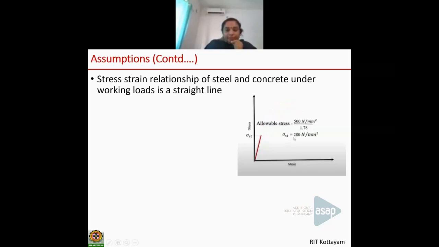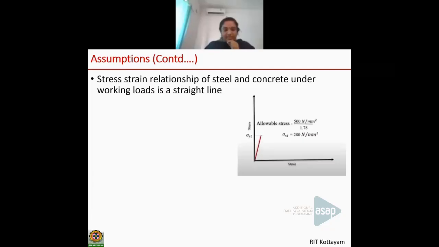So 1.78 is applied as the factor of safety, so that the allowable or material strength in the case of steel is 280 Newton per millimeter square. So that means you know that the stress relationship is now only this straight line. So that is the meaning of this assumption.